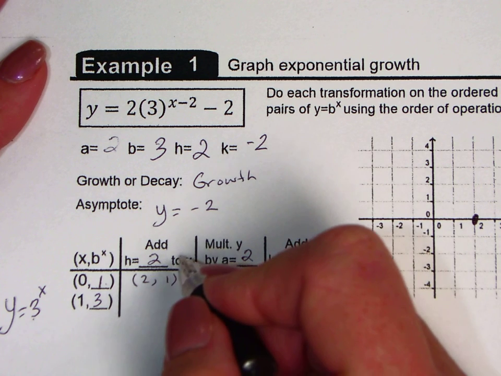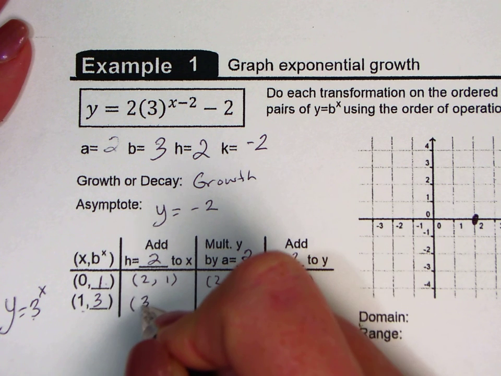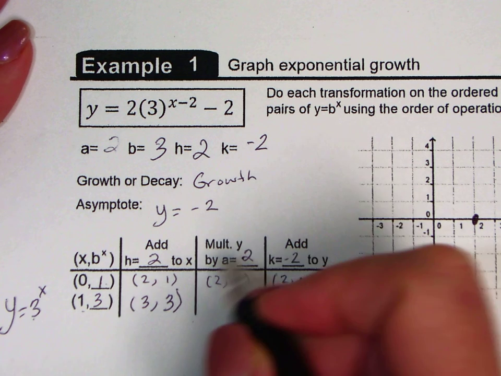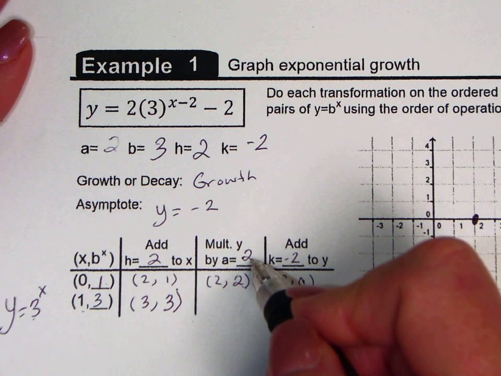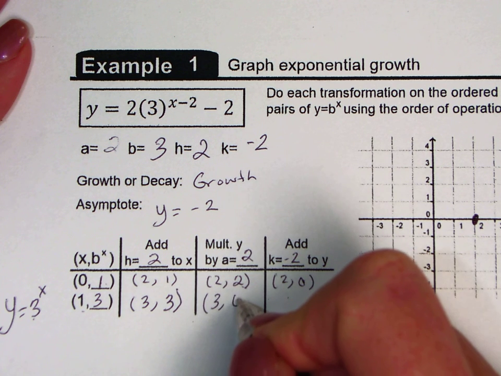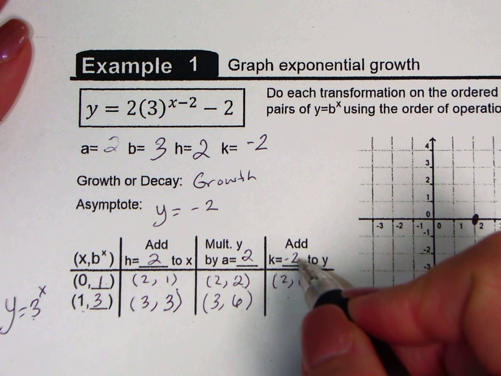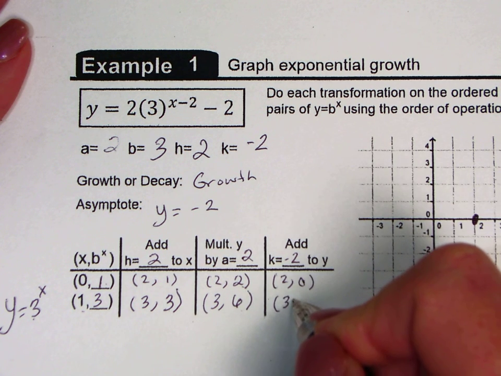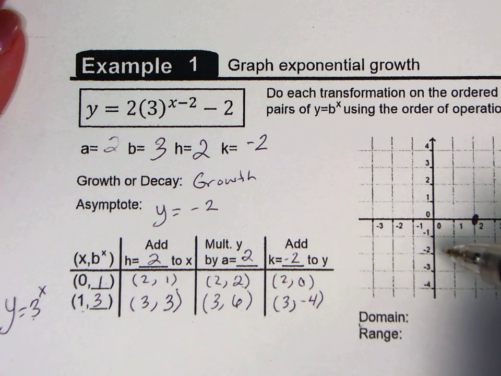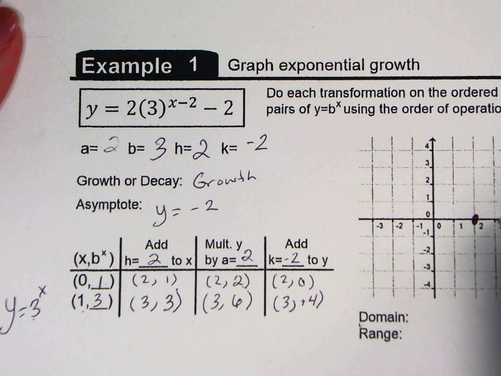Then it says add 2 to the x. Once again, my x coordinate is 1, so this would give me 3 comma 3. Then it says multiply the y by 2. My y value is 3, so it would give me 3 comma 6. And then add negative 2, or subtract 2, so I get 3 comma negative 4. Oh, positive 4. So when x is 3, then y is 4.